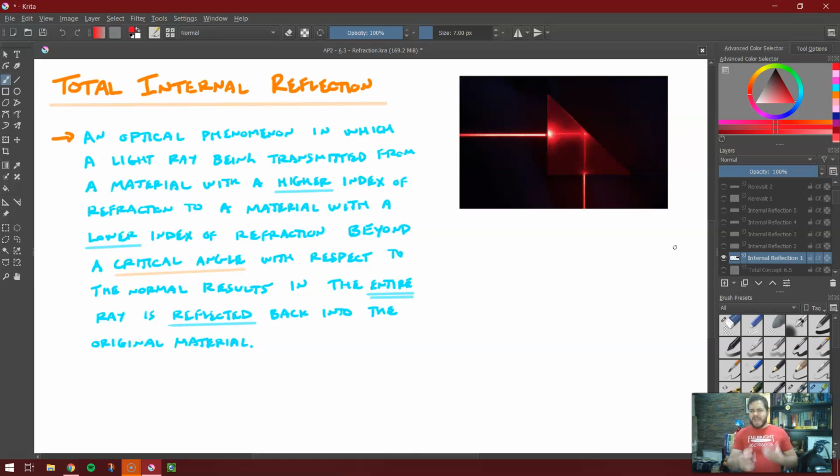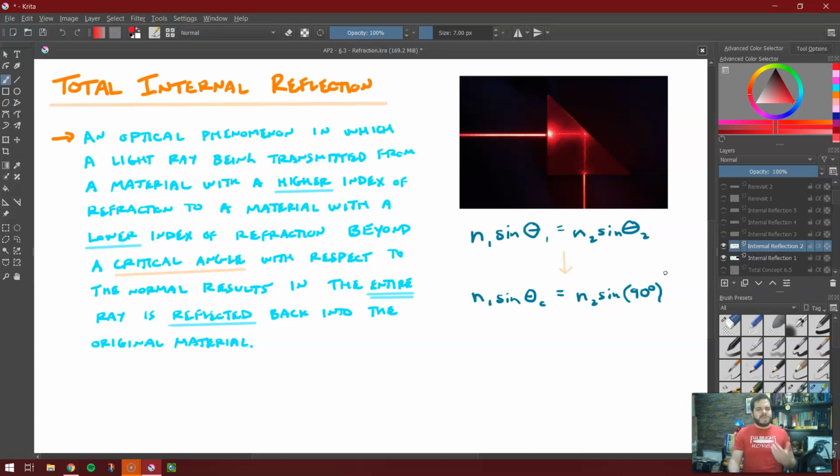Okay, so what exactly is the value for this critical angle theta c? Well, if we use Snell's law, n1 sine theta 1 is equal to n2 sine theta 2, we're going to replace theta 1 with this critical angle. If we go beyond that angle, we are not going to have any refraction. And even at that angle, it's just riding along the surface. And remember, when it's riding along the surface, theta 2, or the refracted ray, is at a 90 degree angle. But sine of 90 degrees, that's just 1.